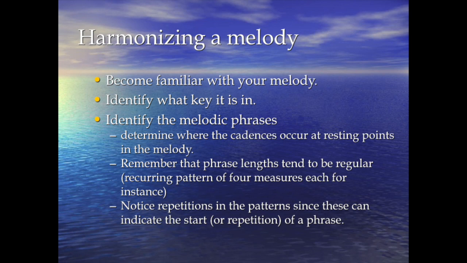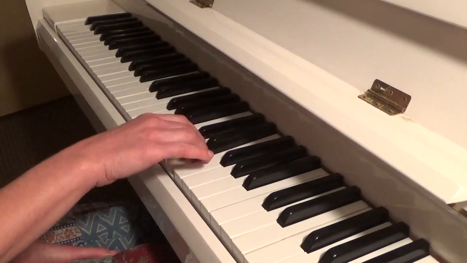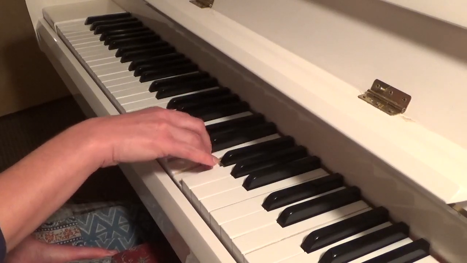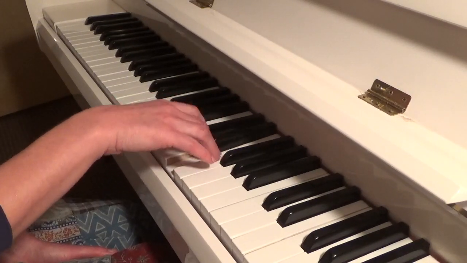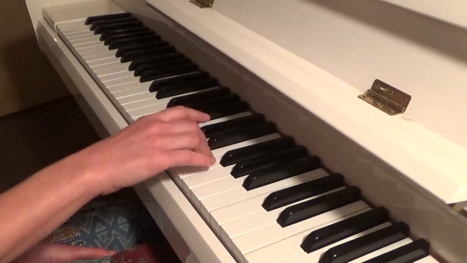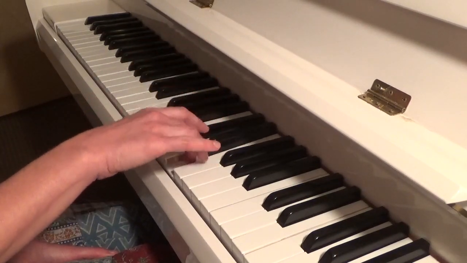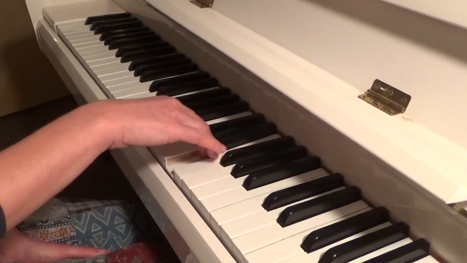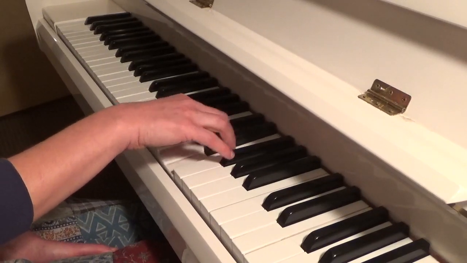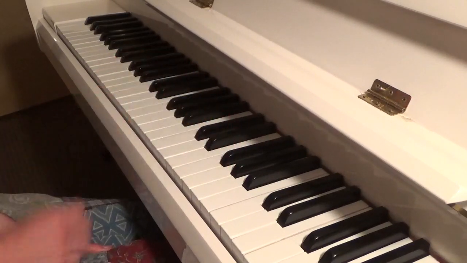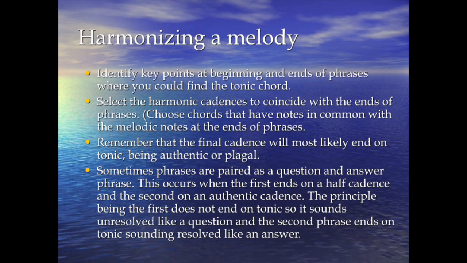You can also watch for repetitions in the patterns, since these can indicate the start or repetition of a phrase. This is a good example for noticing patterns, because in this example, we start on the E, going up and then down by a step, and then you notice that pattern starts again here. That helps us to identify that there are 2 phrases.